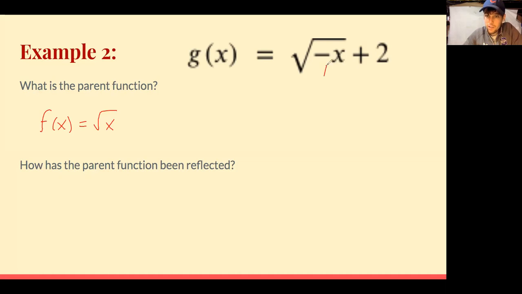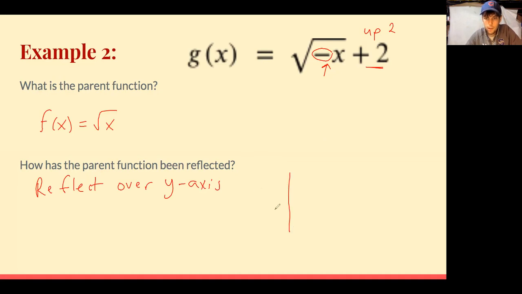I can again see two things that are happening. Mostly we're focusing for this example on the reflection, but there's also the plus 2, right? Remember, plus 2 is going to cause us to go up 2 units, since it's happening on the outside of the function, onto the end. But how is this negative happening? We need to identify, is it inside the function or outside the function? And in this case, it's inside. So that's going to cause a reflection across the y-axis, horizontally. So it's going to reflect over the y-axis.